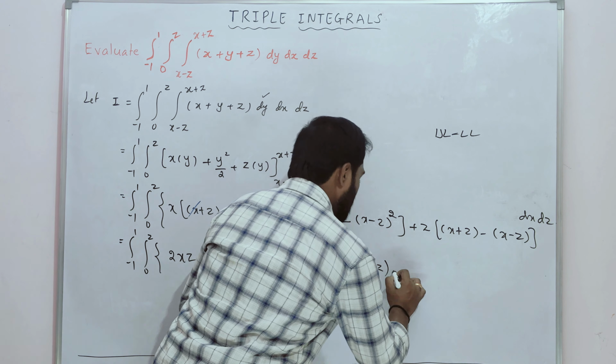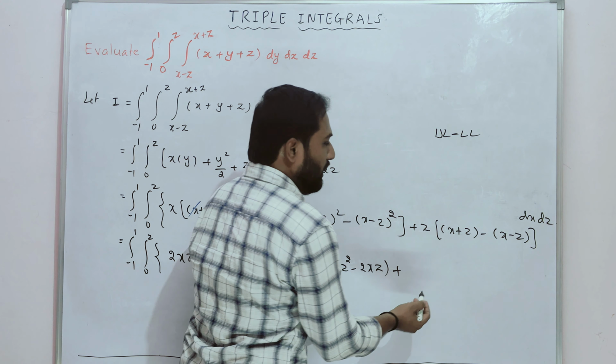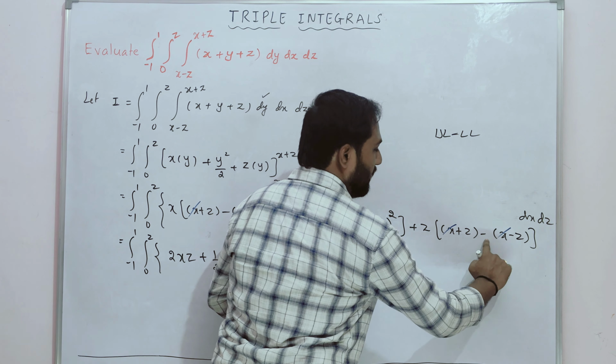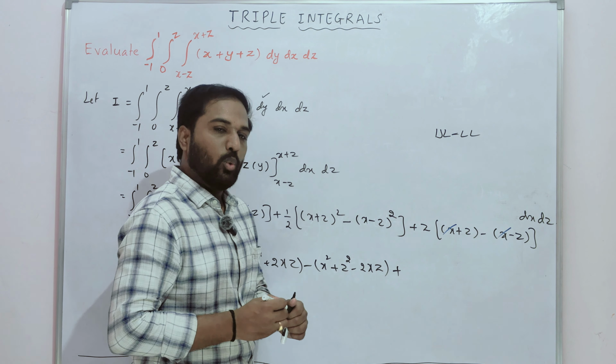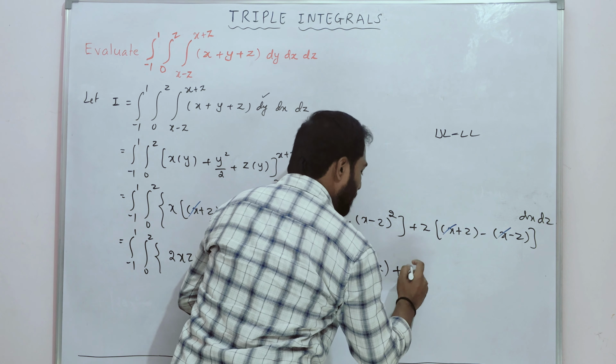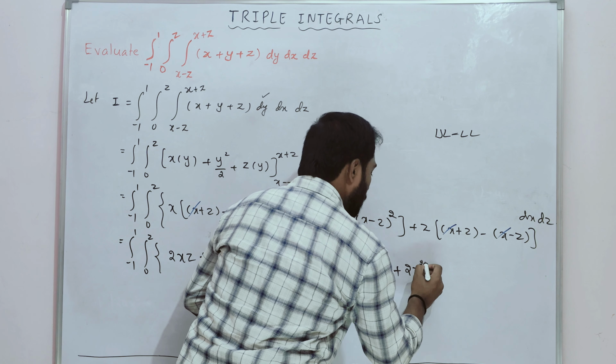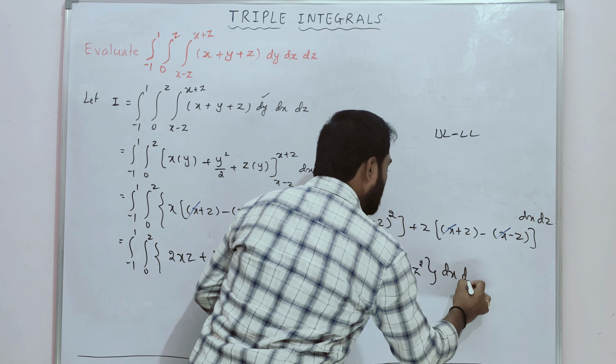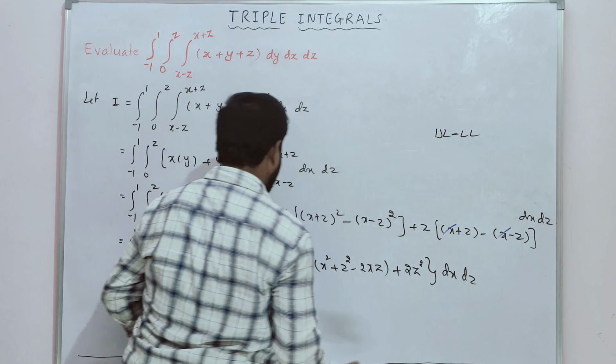This minus as it is. Now let us come to the second last term, and here also plus x, minus minus minus plus z. So plus z, 2z. 2z into z becomes 2z square, isn't it?